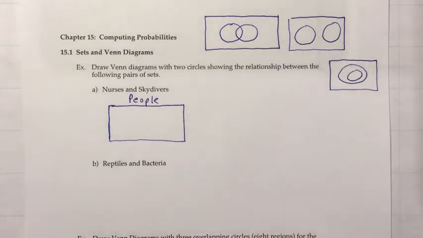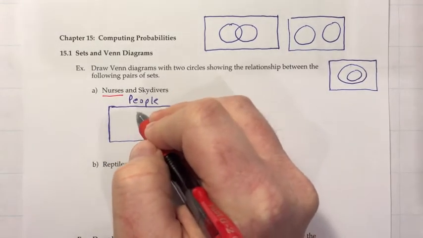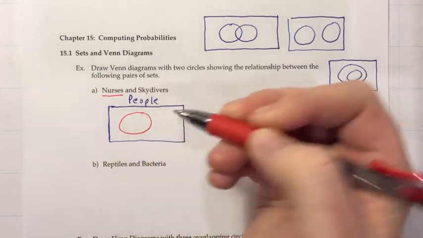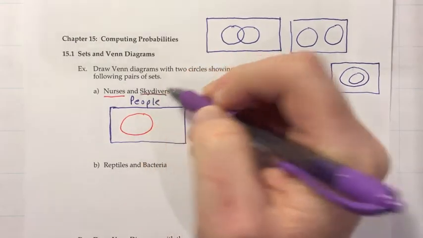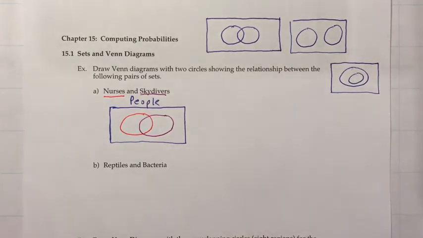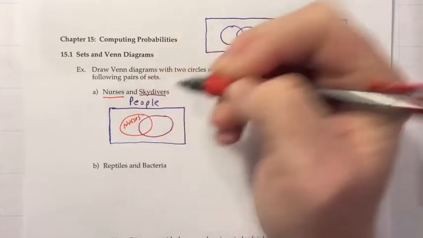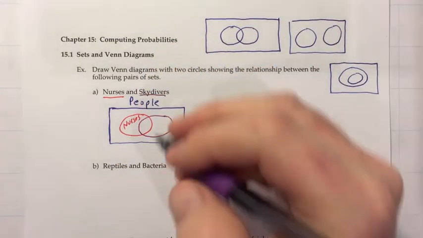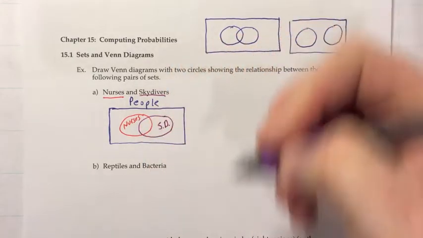So to help us kind of see what's going on, I'm going to use two different colors. I'll do nurses in red. So here's the circle that represents nurses. And then I'm going to do skydivers in purple. And we draw that one there. And then we want to label it, so not just the color coding. So we have nurses for the red circle. And then for the purple circle, that's going to be the skydivers. I'll just put an S.D. since that's kind of long to fit in there.